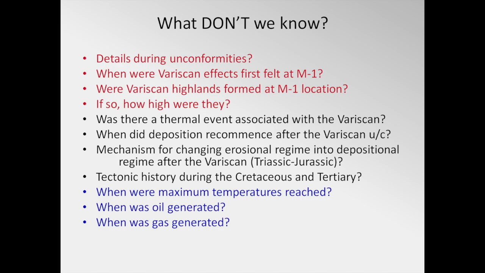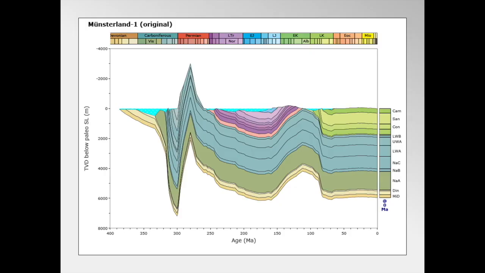The items in red at the top of this list are directly related to the unconformities. They involve reconstruction of events during each unconformity and the implications of events during the major Variscan unconformity for paleo temperatures. Here's our original geohistory model again, just to refresh your memory.